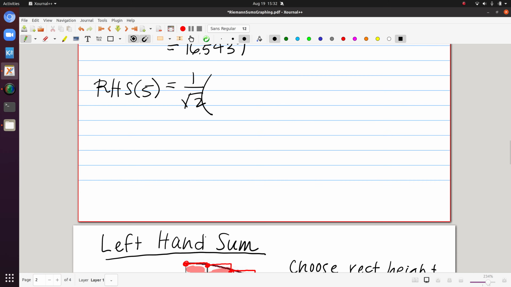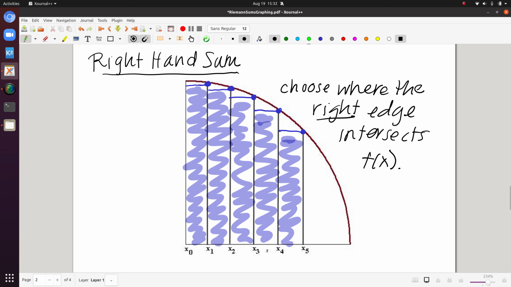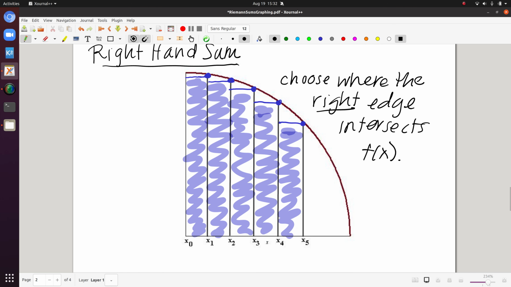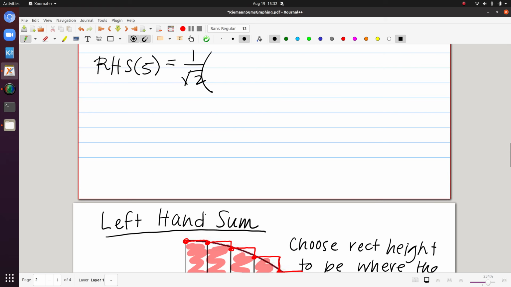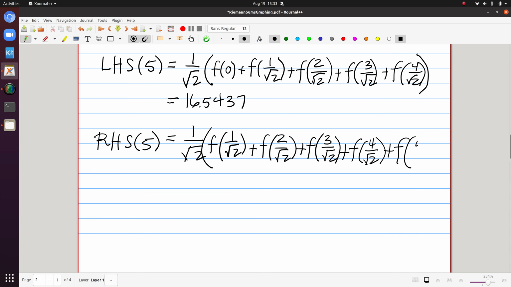Now, for this one, when I look at my first rectangle, the first height was not coming from f of x0, but instead f of x1. And we see that x0 here is not going to give me the right edge of any of my rectangles. So consequently, that's going to be left out. So I start with f of x1, and then we have f of x2, f of x3, f of x4, and finally, f of x5. So in this scheme, we do in fact use the rightmost x value.